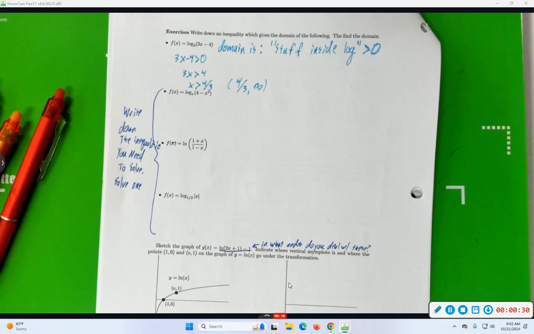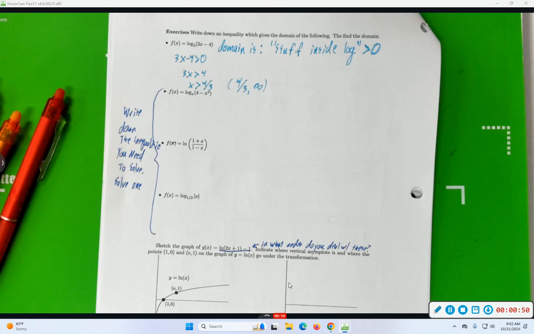So if you see something inside of a log, it has to be positive. That means that if you want the domain of a function that involves a logarithm, you need everything inside of any logarithm to be positive. So let's set up some domain problems and talk through these.